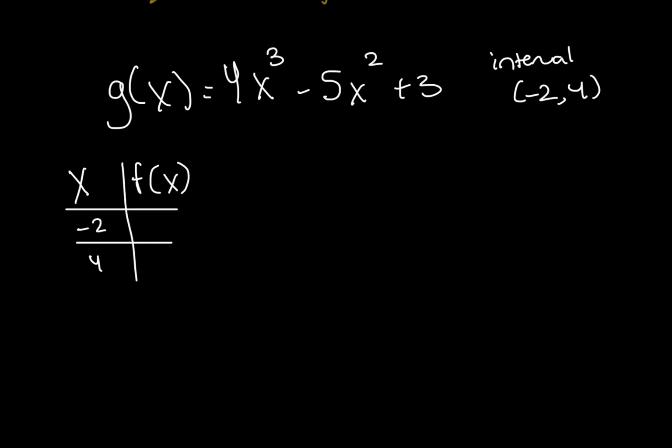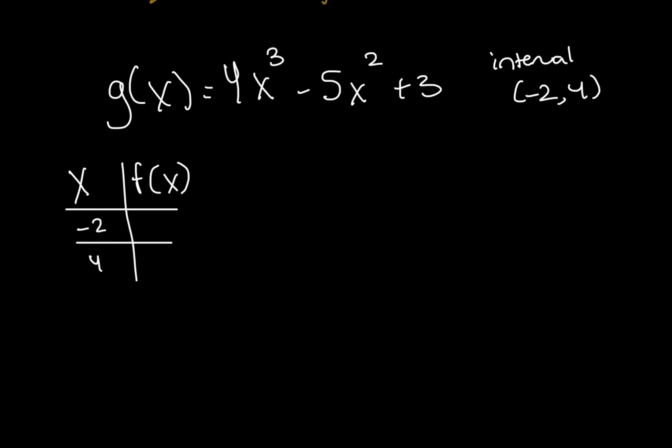Okay, now here we have a problem where it says g of x is equal to 4x cubed minus 5x squared plus 3. And it's asking us to find the average rate of change throughout the interval -2 and 4. So here we have a table of values that we're going to need to fill in given our x coordinates. You can either do this by substituting the x values into the function, or just graph this equation into your calculator and look at the table of values and see what the values of y are when x is either -2 or 4.